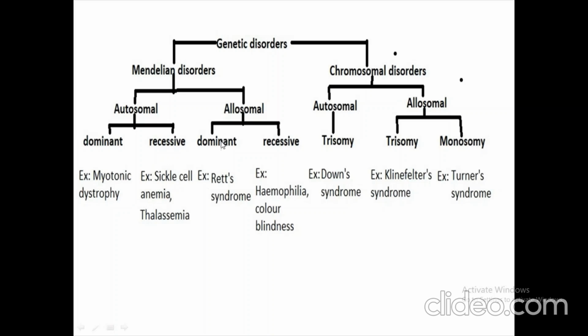For autosomal dominant diseases, the example is Rett syndrome. It is not there in the syllabus. And for allosomal recessive diseases, examples are hemophilia and color blindness that we have already discussed. So we are not going to discuss allosomal recessive or sex-linked recessive disease again in this clip.